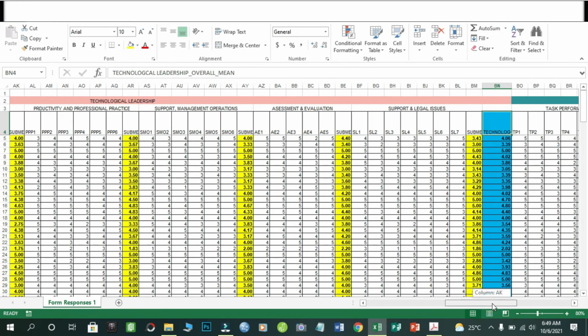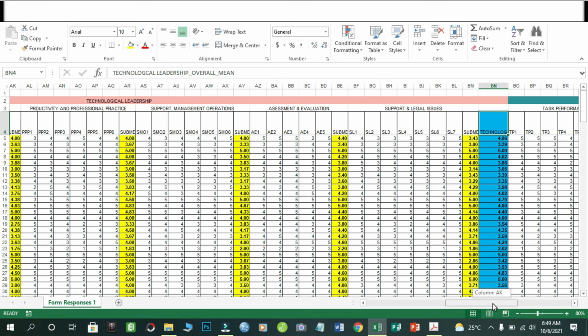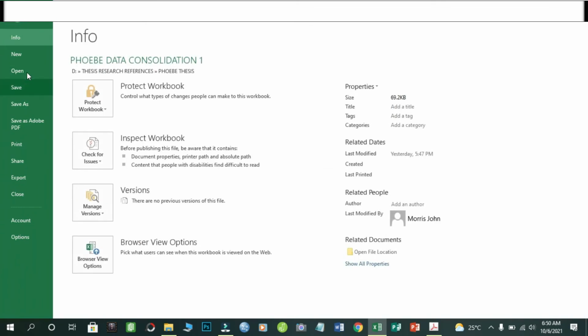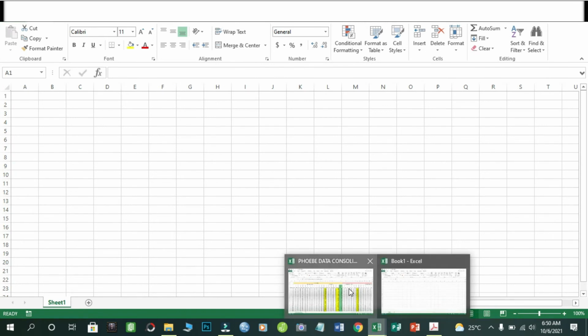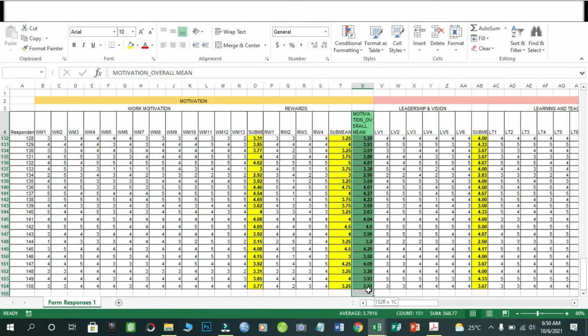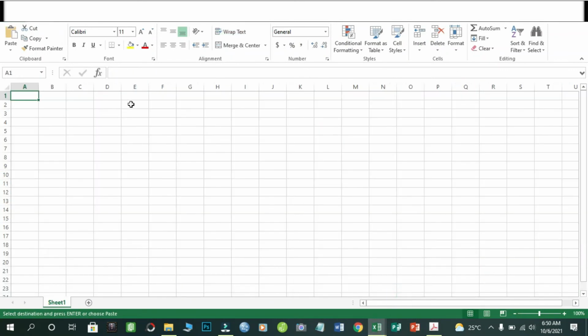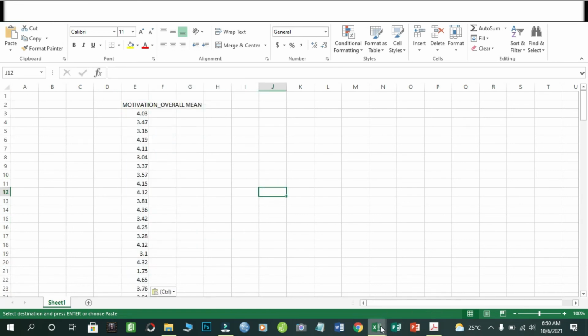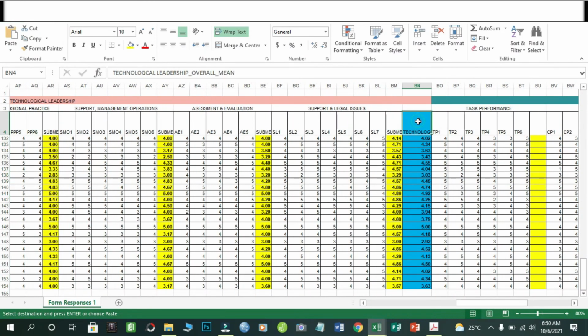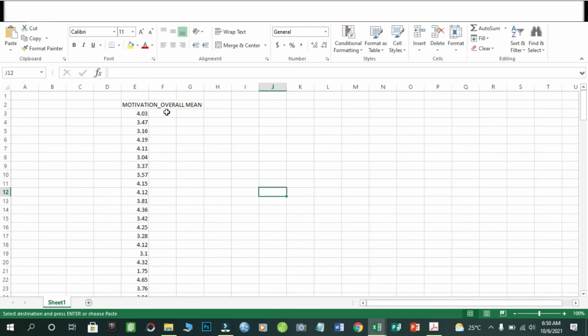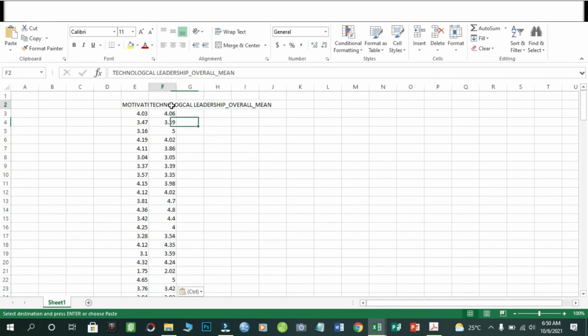Okay, so what I'm going to do next is to copy and paste it into another Excel file, to make our work faster. So let's just copy this to another file. Paste it as values because it's formulas. Then another for technical leadership overall mean. I just put an underscore here because it will not read if you have spaces. So here is now our data. This is the overall mean of both variables.